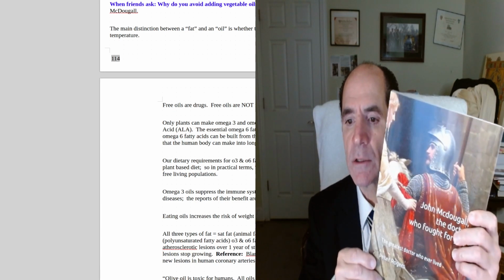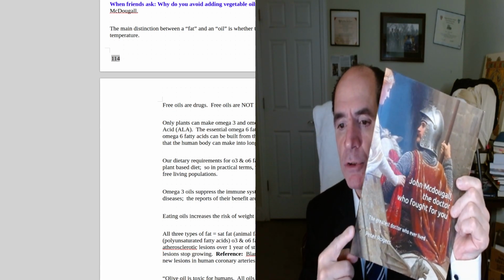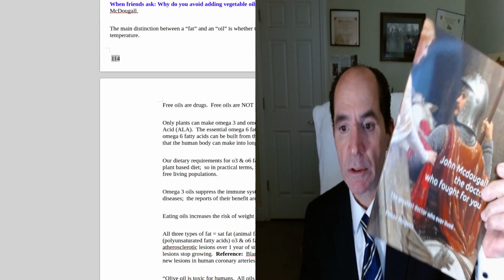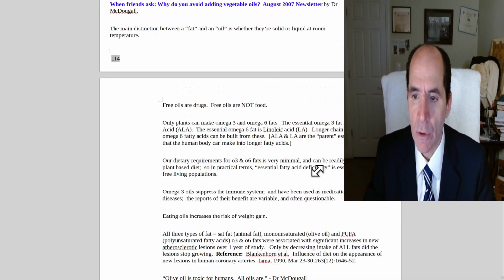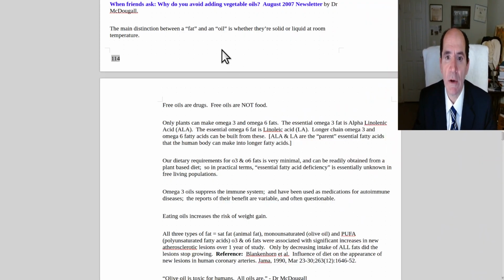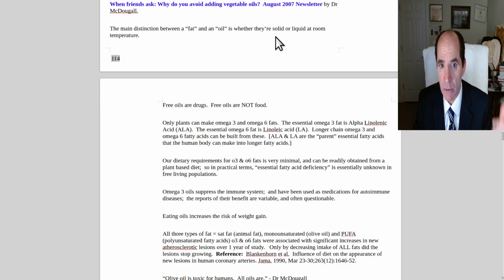Okay, this is going to be Dr. McDougall on obesity and fat, part 2. It's from the book John McDougall, the doctor who fought for you, by me, Pete Rogers. So the first thing is from a Dr. McDougall newsletter. Why do you avoid adding oils? August 2007 newsletter by Dr. McDougall. They're at his website, drmcdougall.com.